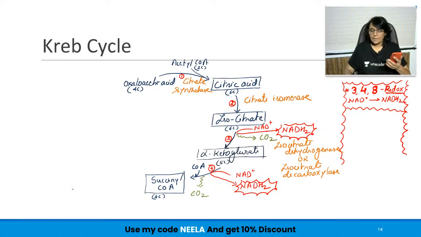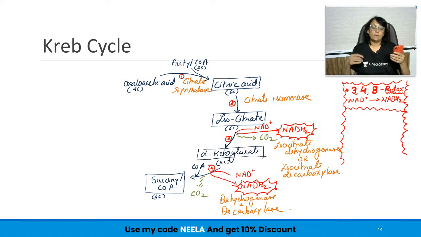What is the name of the enzyme that can be used here in the 4th step? Can I call it alpha ketoglutarate decarboxylase? Can I call it alpha ketoglutarate dehydrogenase? So basically here there is one dehydrogenase and one decarboxylase. So by knowing what is happening, alpha ketoglutarate oxidase, yes.